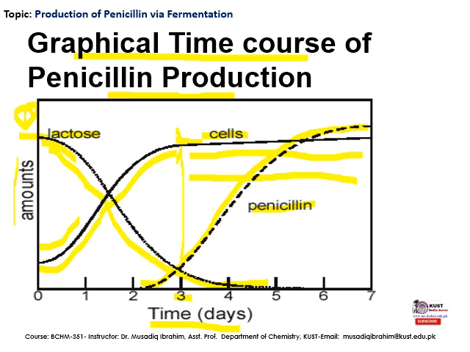So it means that the lactose is being utilized by the fungal cells so that they can grow, and as a result, along with the growth of the cells, when they reach the stationary phase, the penicillin production also starts. And you can see that after about 7 days, the maximum penicillin production is achieved within the fermentation tank.